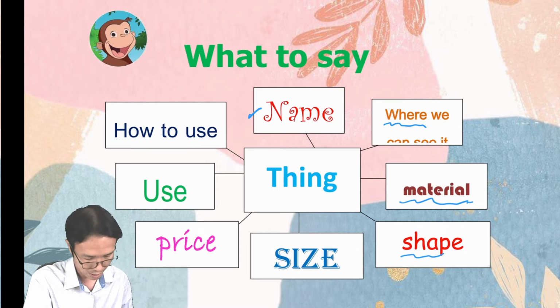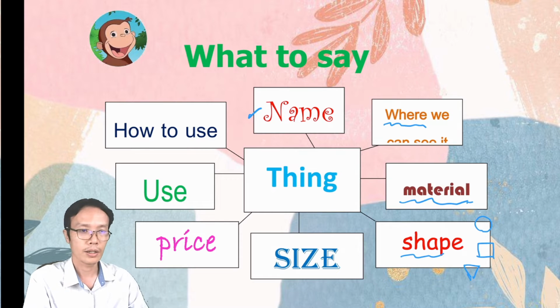Then shape: round, square shape, triangular, like this.